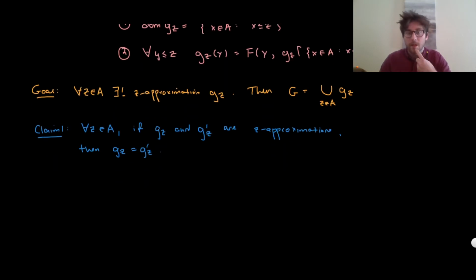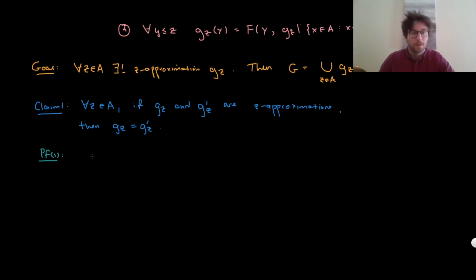And how do we do this? Well, we can do this by induction. So what's the proof of this claim? Fix some z in A, and let's assume that these things are both z approximations. So what we're going to do is prove by induction. Well, what are the domains of both of these things? Since they're both z approximations, the domains of them are the same. It's going to be everything that's less than or equal to z.